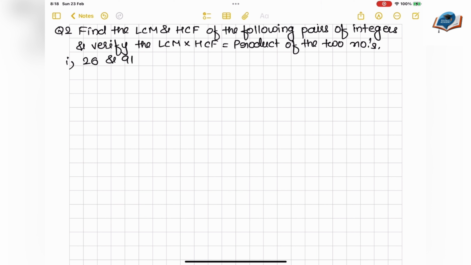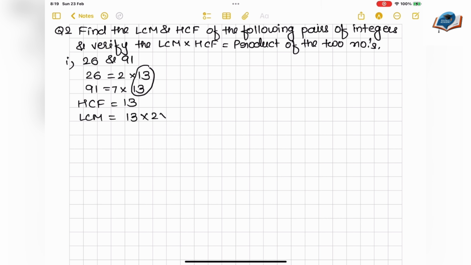Now, question 2 says find the LCM and HCF of the following pairs of integers and verify that LCM into HCF is equal to the product of the two numbers. First is 26 and 91. If you see carefully, 26 I can write as 2 into 13, and 91 if I divide it with 7, it is 7 into 13. So HCF will be whatever is common in both, that is 13, and for LCM, the common one you write one time, and leaving that, everything you have to write. So it is coming 182.